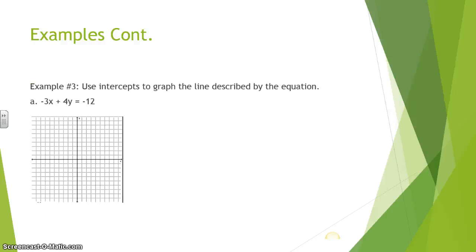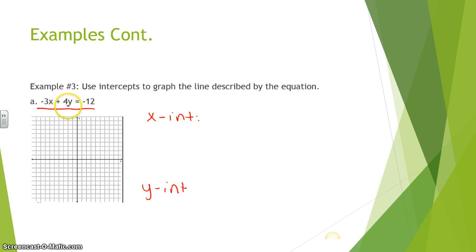Let's do our last example. It says use the intercepts to graph the line described by the equation. So here we have our equation: negative 3x plus 4y equals negative 12. We need to find my x-intercept and we need to find my y-intercept. So we're going to use this equation to help me solve that.